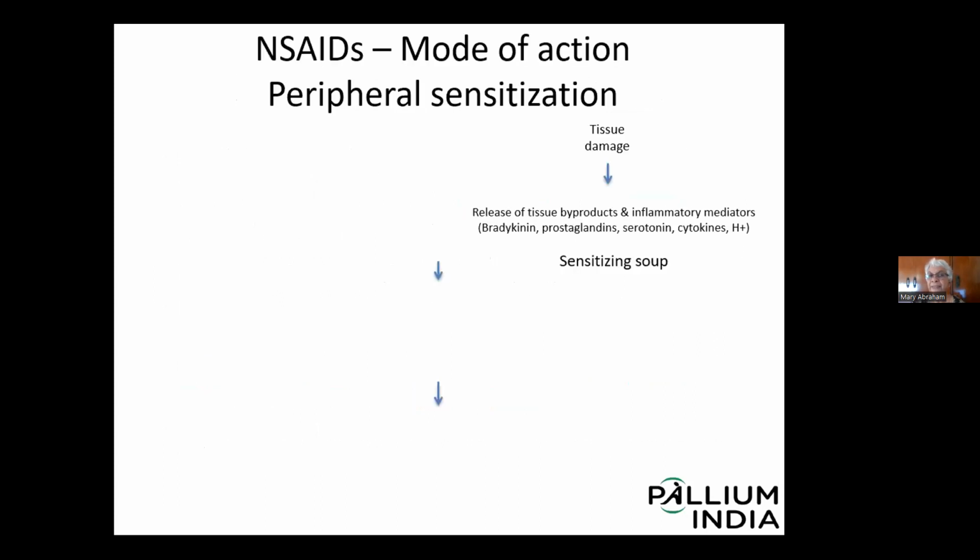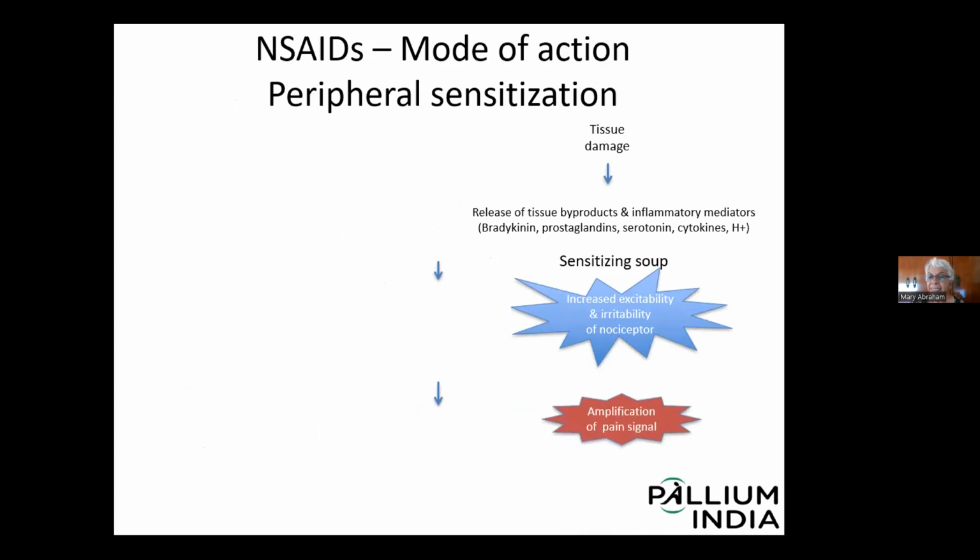Now, if you look at the peripheral sensitization, like I said, when there is a tissue damage, there is a release of the tissue byproducts at the site of the tissue injury, which includes bradykinin, prostaglandin, serotonin, etc. And they form a kind of a sensitizing or inflammatory soup around the nociceptor. Nociceptors are the peripheral nerve endings for pain, right? Now, because of that, it causes an amplification of the pain signal. So all these inflammatory mediators are surrounding the peripheral nociceptor.